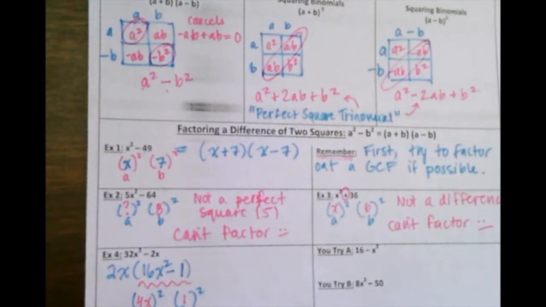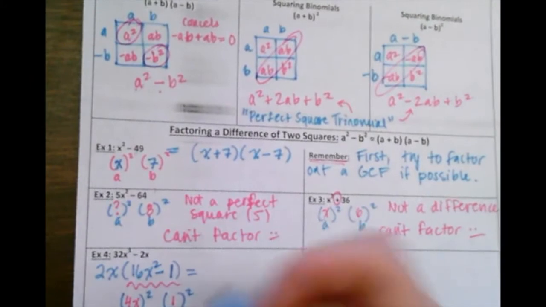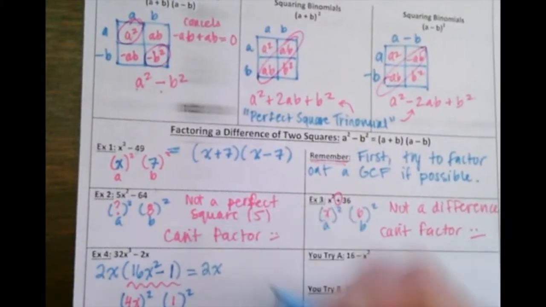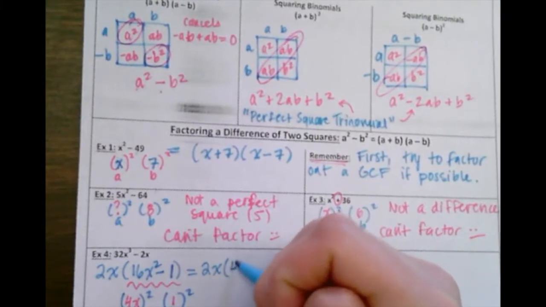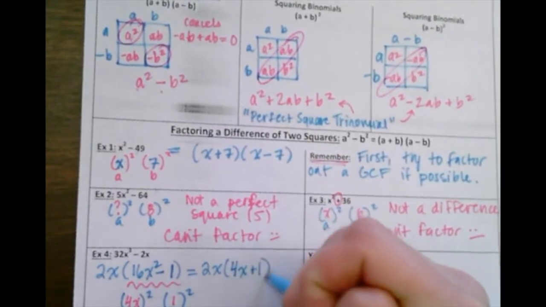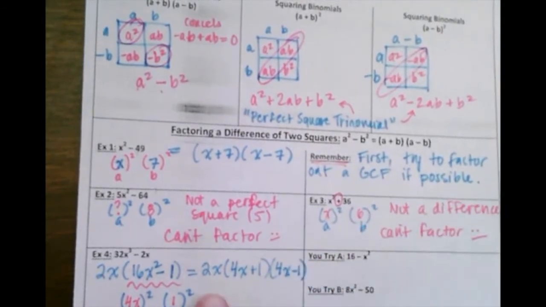So this is a difference of two squares, and then I can factor this. So I'm going to keep my GCF out front. I'll still have that monomial there. And in parentheses, I'm going to do a plus b and then a minus b. So it'll be 4x plus 1 and 4x minus 1. And this would be my complete factored form.